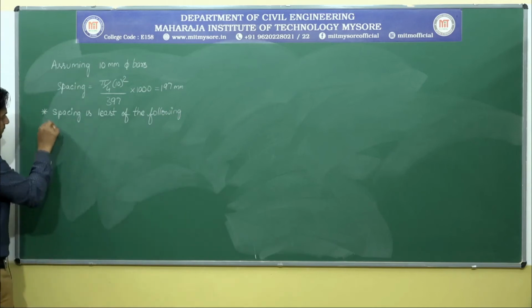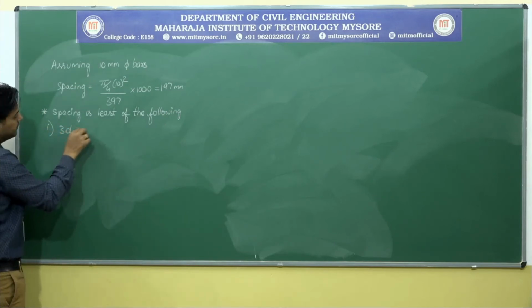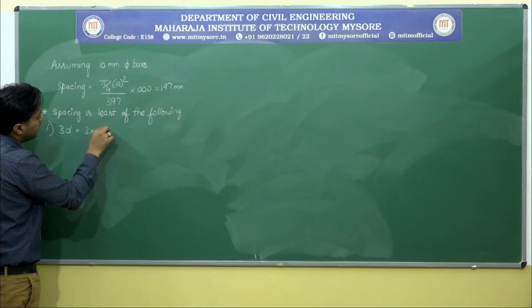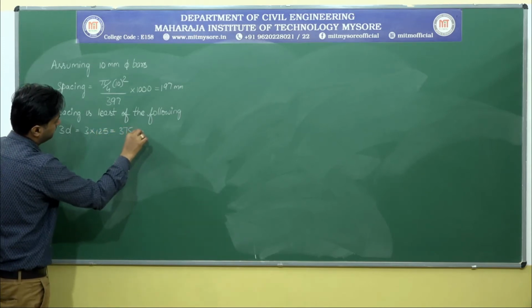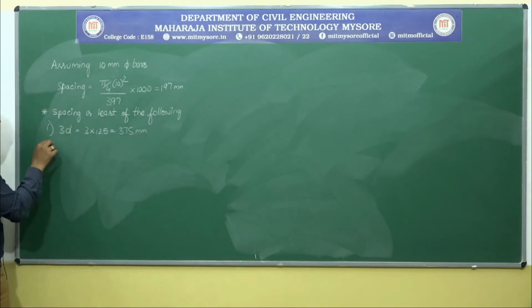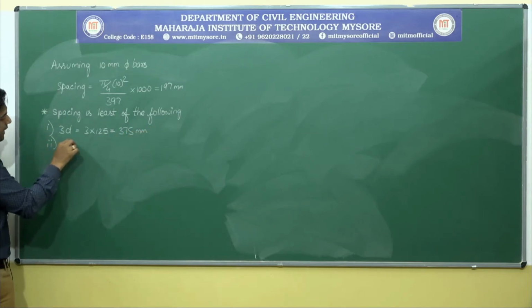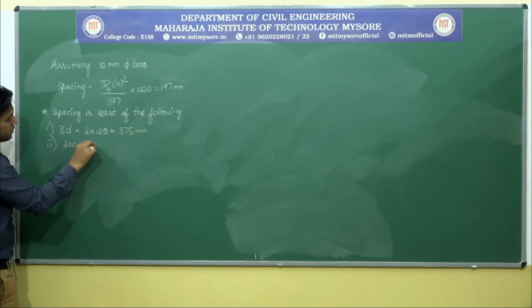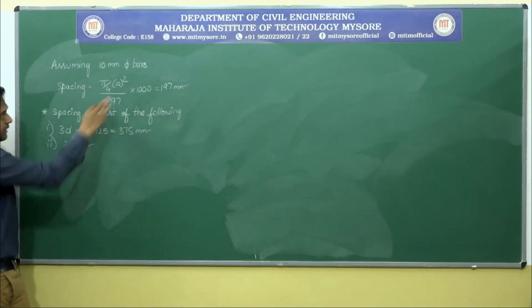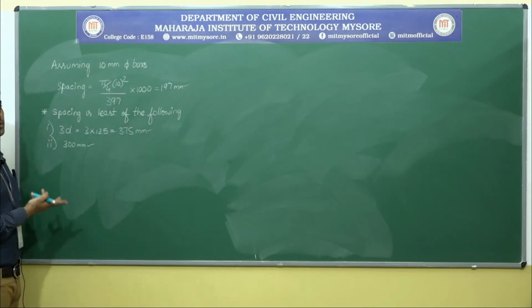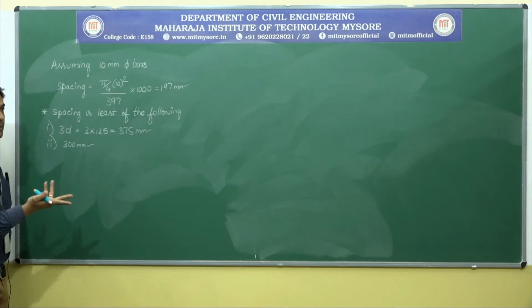So what is the first one? 3 times the effective depth. So 3 into 125, so it's 375. Next, or 300 mm. So out of this and this, which is least, I can say 197. You can go with 175 or 190 mm.